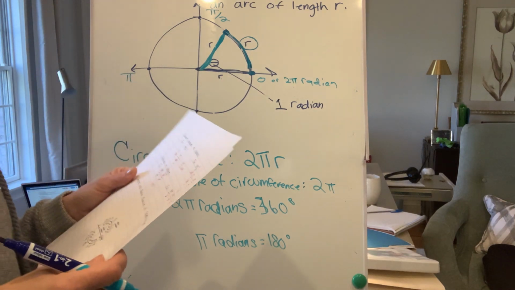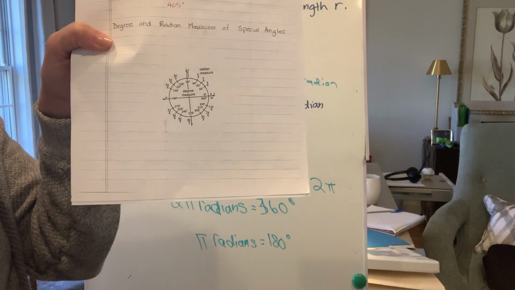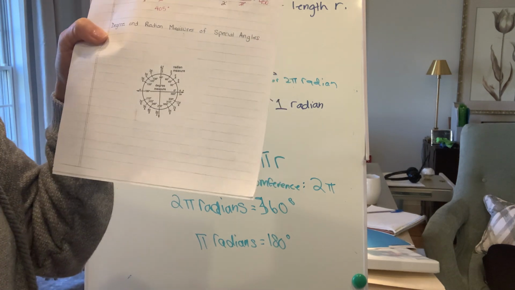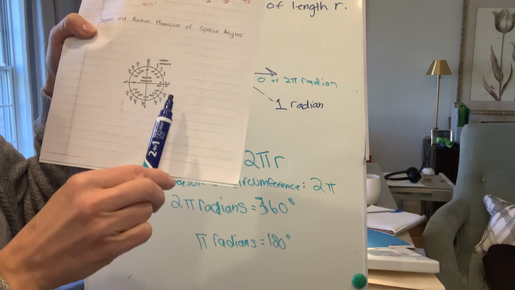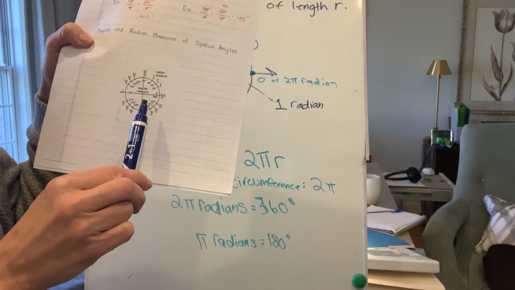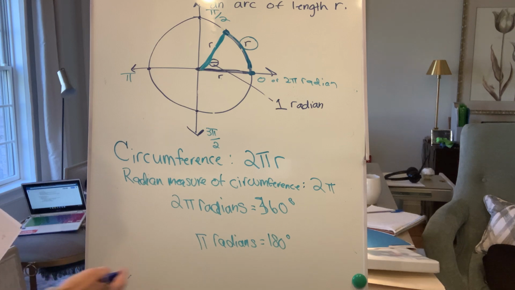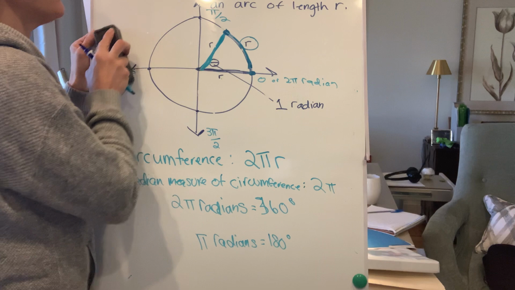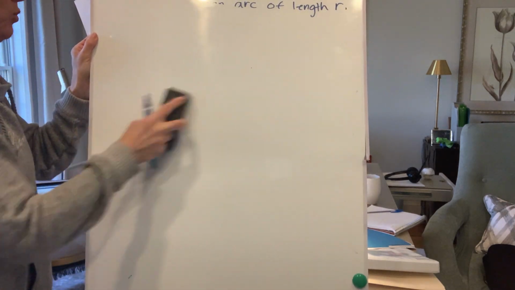If you look at your guided notes on the second page, I've given you a chart that shows the conversion of our common angles to radians. So 30 degrees is pi over 6, 45 degrees is pi over 4 radians, 60 degrees is pi over 3 radians. Because we know that pi radians is equal to 180 degrees, we're going to use that as our conversion factor to switch from degrees to radians.